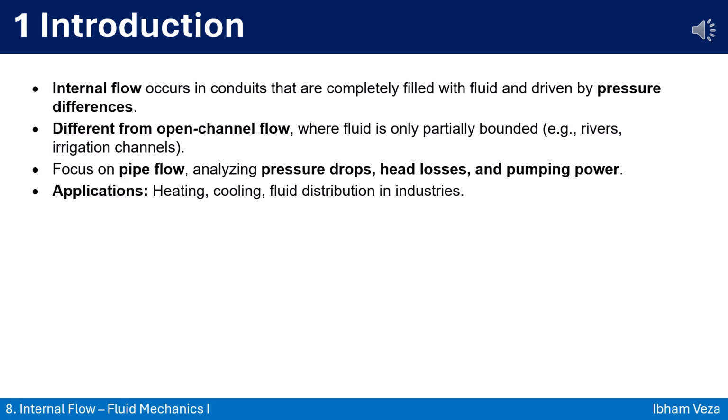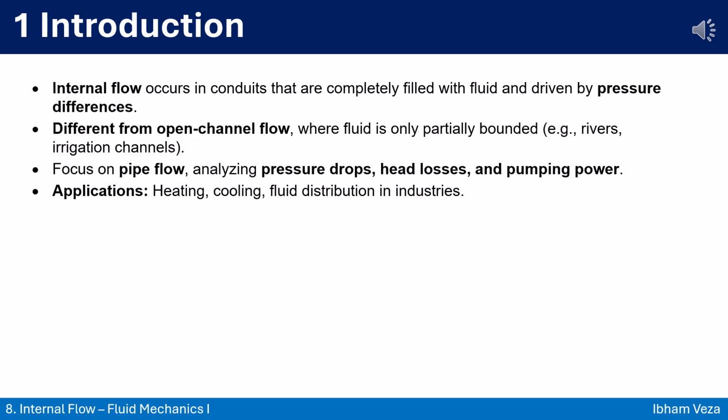This type of flow happens when a fluid completely fills a conduit and moves primarily due to pressure differences. The entire space is sealed off, no open surfaces, no atmospheric contact. It's important to recognize that internal flow is different from open channel flow. Open channel flow, like in rivers or irrigation channels, is only partially enclosed and driven mostly by gravity. In internal flow, the key driver is pressure.